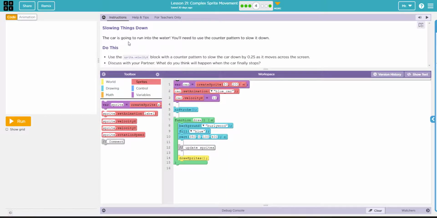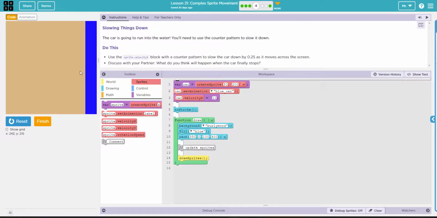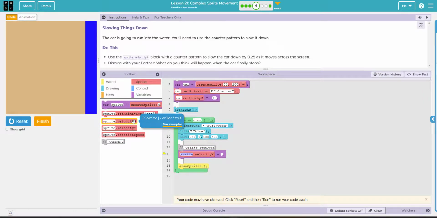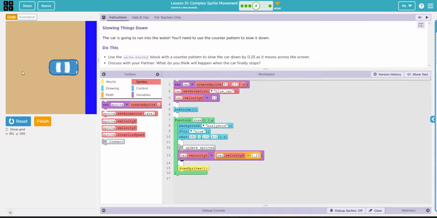So in here, this is kind of the opposite. We're going to slow things down now. The car is going to run into the water. You'll need to use the counter pattern to slow it down. So let's take a look at what happens. The car is essentially going to run into the water. So we use the velocity x block with a counter pattern to slow it by 2500ths as it moves across the screen. We're modifying the car, so I'm going to say car velocity x minus 0 and 2500ths. We can also say plus negative 2500ths. Okay, so there we go.